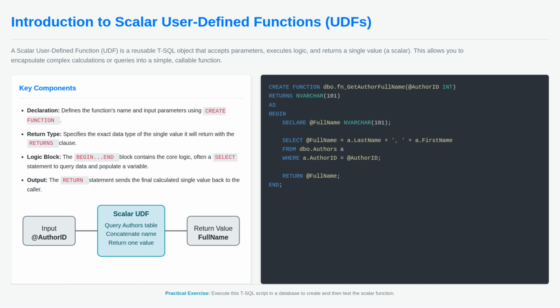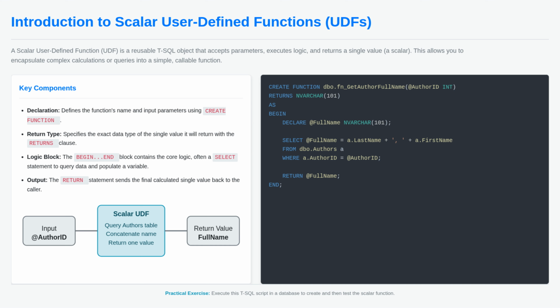Here we are in SSMS. I'll start with the create function statement. The function will be named dbo.fn_getAuthorFullName, and it accepts one integer parameter, @AuthorID. It returns an nvarchar 101 because that's a safe size for our concatenated name.